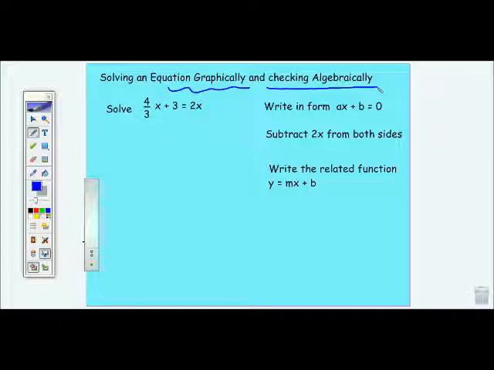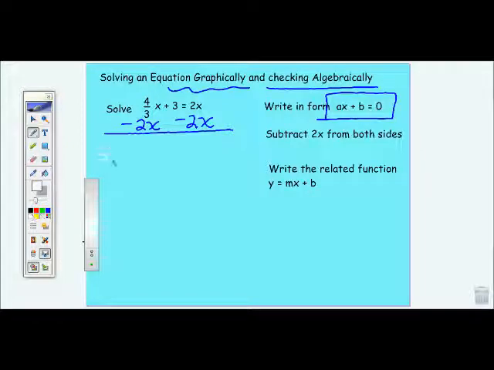So the first thing we need to do is look at that original equation, and we need to make sure that we're going to subtract the 2x. We want to get it in the ax plus b equals 0 form. So we have to get rid of that 2x. So we're going to subtract 2x from both sides. Now be careful. They gave you a kind of hard one right away to begin with, that fraction there. So I'm going to work this part out over here to the side. I'm going to change it to white.